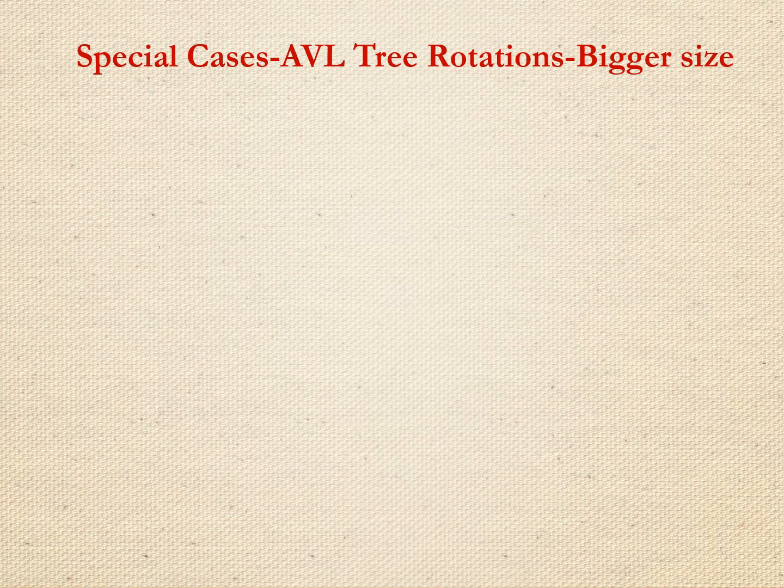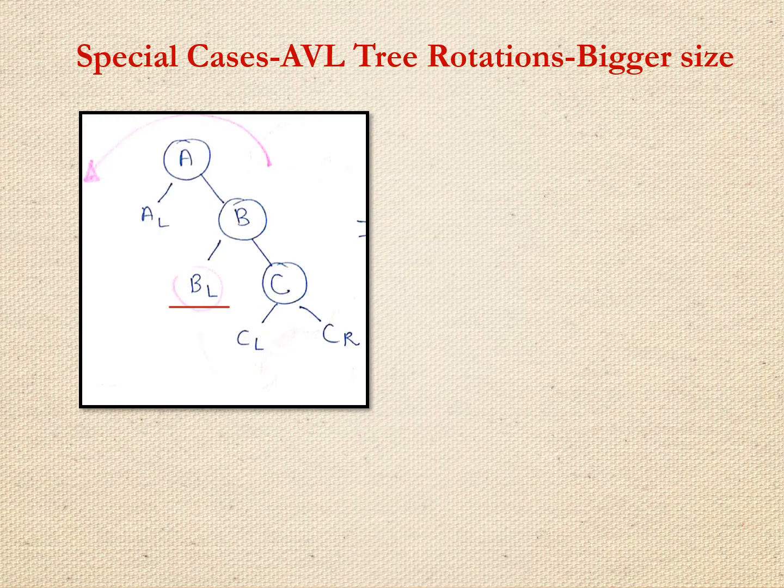Now the special case for the rotation in a bigger tree for the right rotation. Here we are going to the right-hand side. Again there is an imbalance at the A node, and it's to the right of A, because C was added to B as a right node, and B node was added to A as a right node. Again the same kind of children are there for every node. AL is the left child of A, BL is the left child of B, and CL and CR are both children of C node.